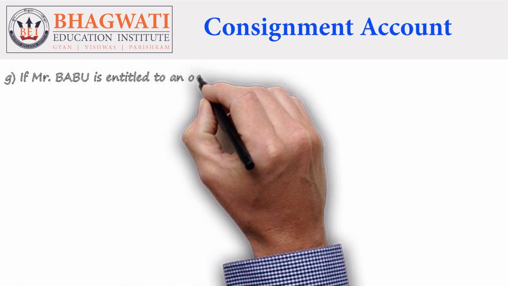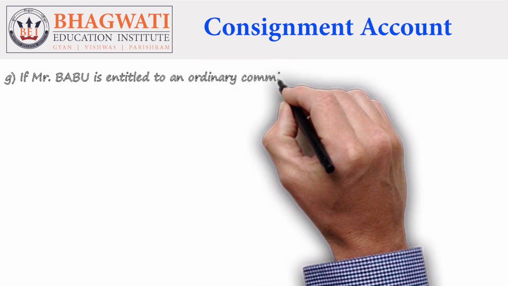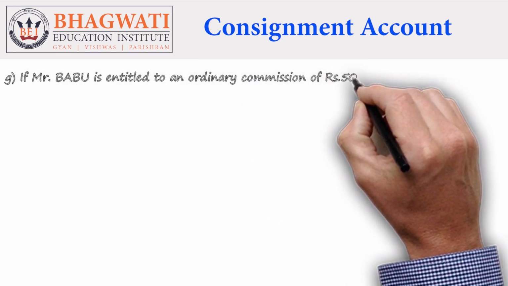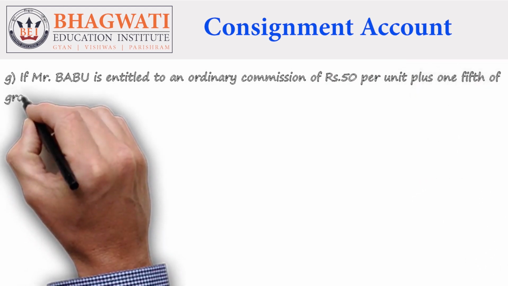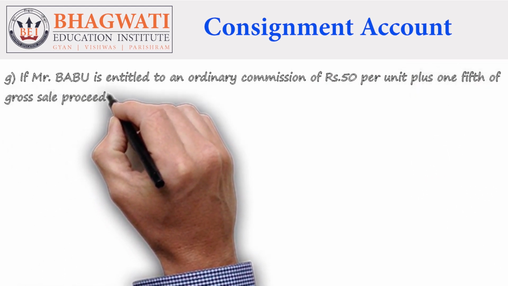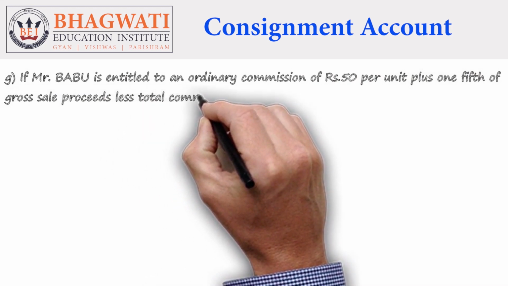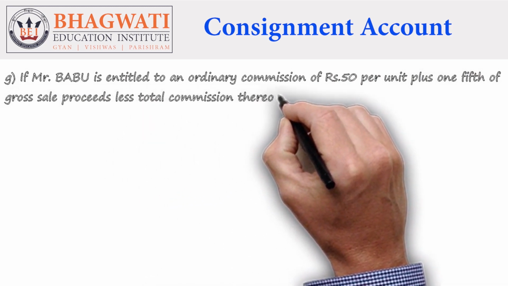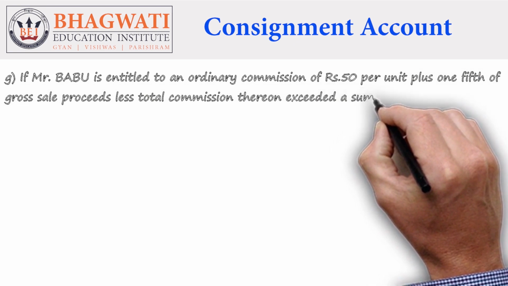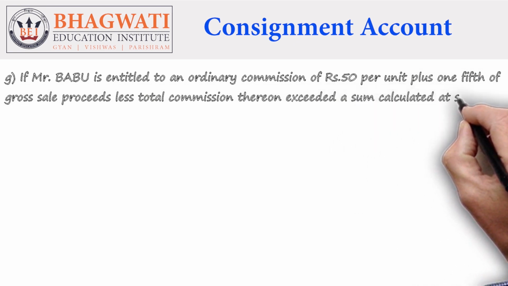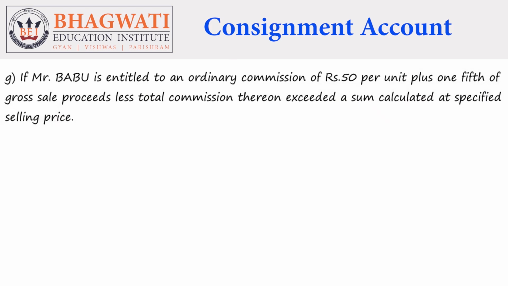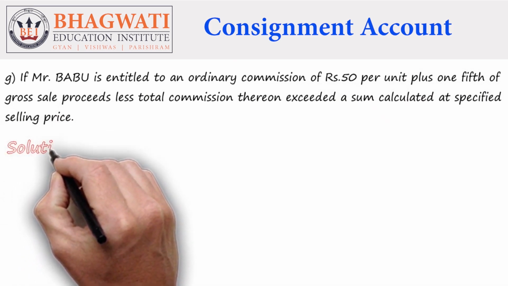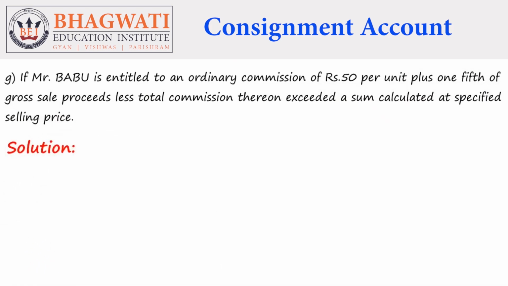This I have seen many students find difficult, so let us focus on it. If Mr. Babu is entitled to an ordinary commission of rupees 50 per unit plus 1/5 of gross sale proceeds less total commission thereon exceeded a sum calculated at specified selling price. Now, this is a bit difficult.